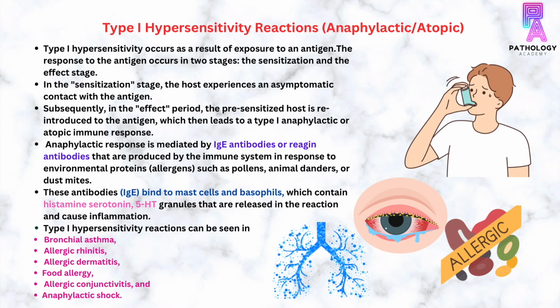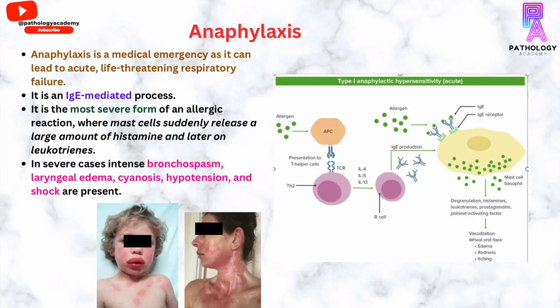The type 1 hypersensitivity reactions can be seen in bronchial asthma, allergic rhinitis, allergic dermatitis, food allergy, allergic conjunctivitis, and anaphylactic shock. Anaphylaxis is a medical emergency as it can lead to acute life-threatening respiratory failure. It is an IgE mediated process. It is the most severe form of an allergic reaction in which mast cells suddenly release a large amount of histamine and later leukotrienes. In severe cases, intense bronchospasm, laryngeal edema, cyanosis, hypotension, and shock are present.